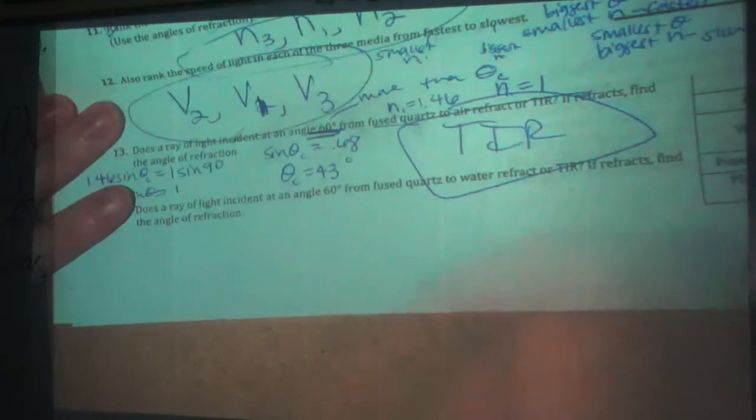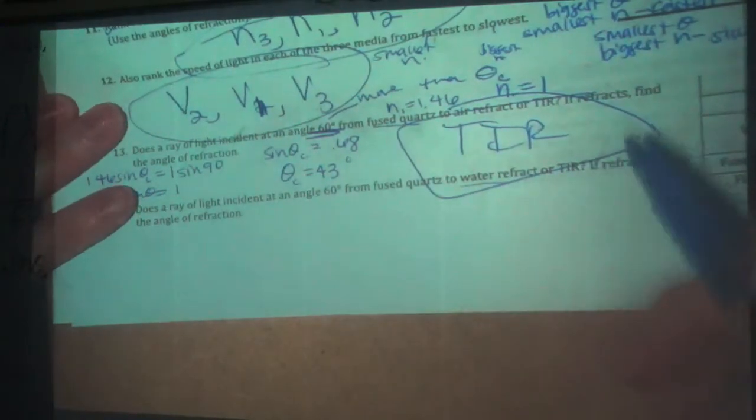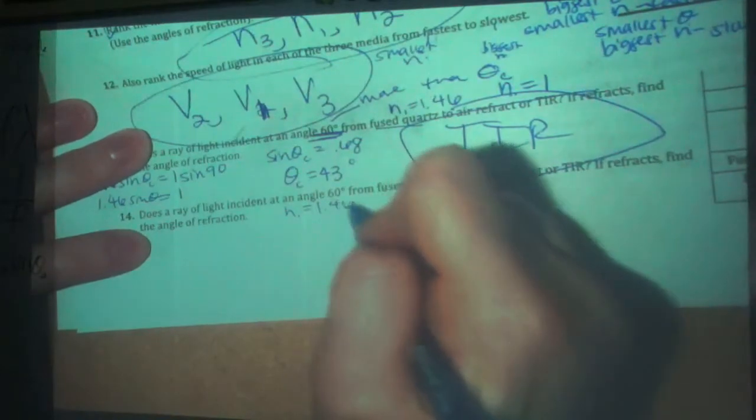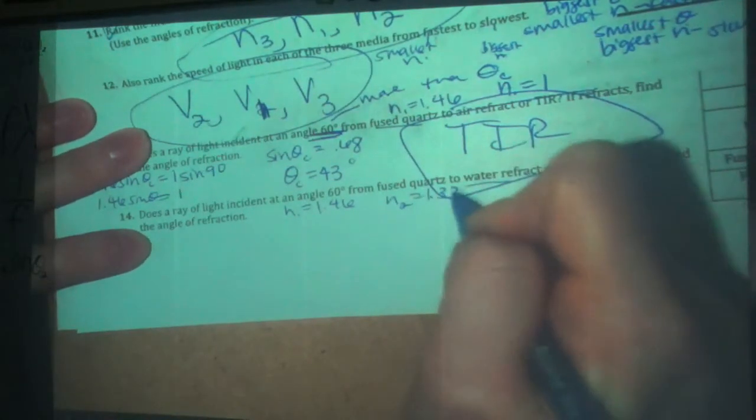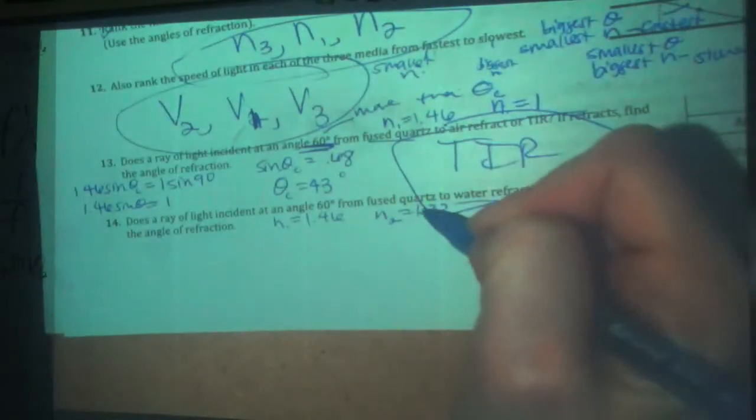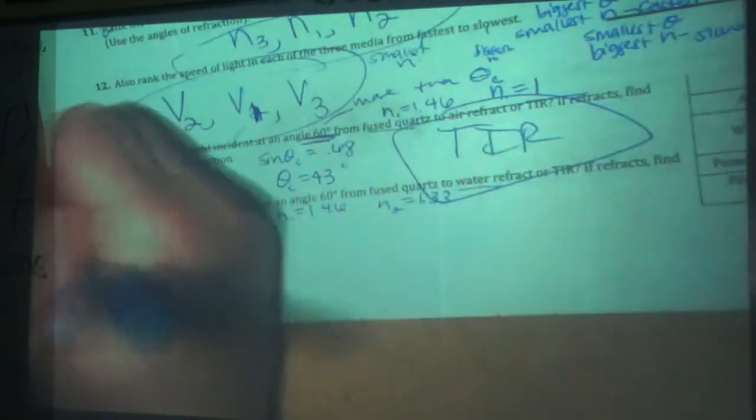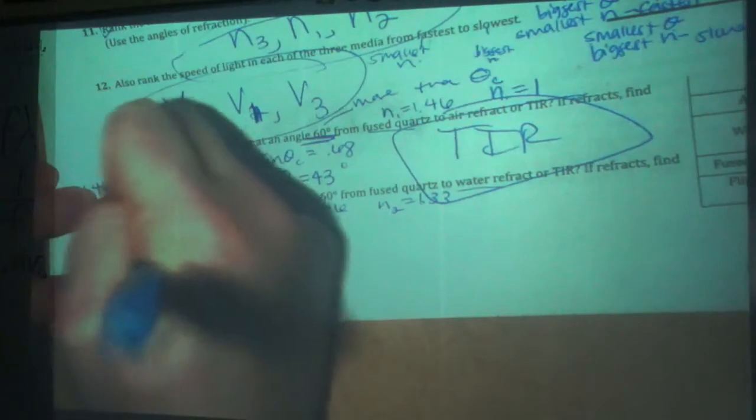Does a ray of light incident at an angle of 60 degrees from fused quartz to water refract? So this is now going from 1.46 to water, which is 1.33. So I am still going into a smaller n, but now I have a different critical angle because it's two different mediums. So very similar to before, I'm going to find the critical angle.